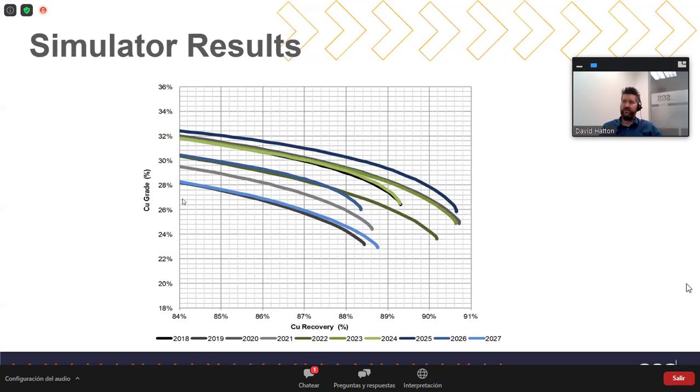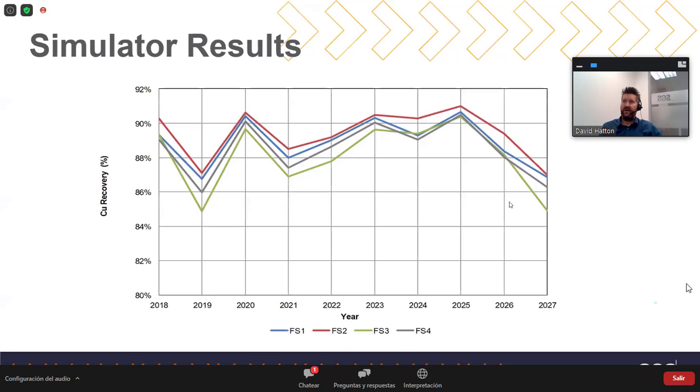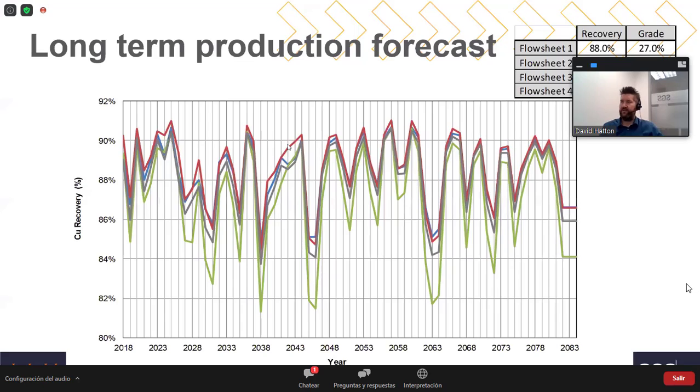Again, we can select our target grade. Let's say we're going to select 27% concentrate grade, and then we can see what our overall recovery will be for the different flow sheets for the different years of production. So this is going to help us make our selection. And as you can see, flow sheet 1 and flow sheet 2 are sitting on top here, the red and blue ones as shown before. Most of the time flow sheet 2 is sitting above flow sheet 1, getting higher recoveries. And again, we can adopt this approach and we can continue through the life of mine. So this is the next 60, 70 years of production.